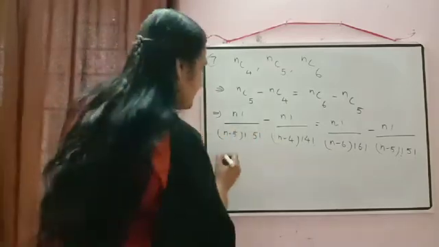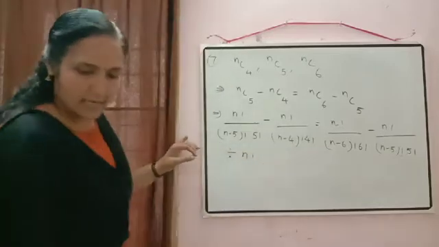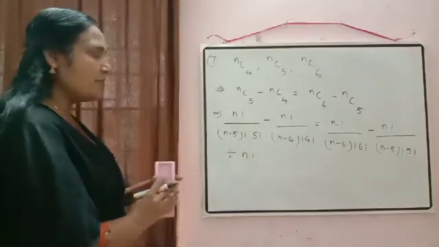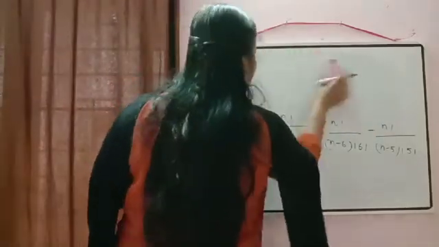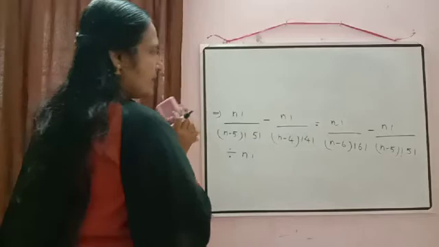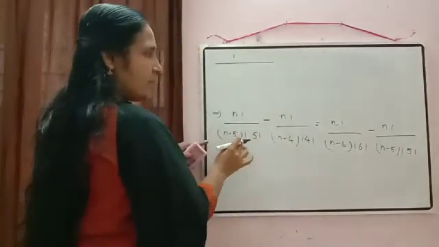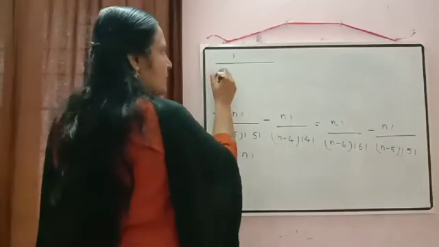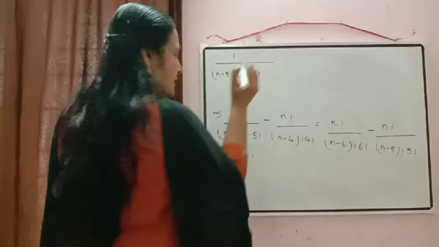First, what are we doing? We are dividing the whole expression by n factorial. So when we divide it by n factorial, what will be remaining there? First, it will be equal to 1 by (n minus 5) factorial. How am I going to rewrite it? n minus 5 into n minus 6 factorial.